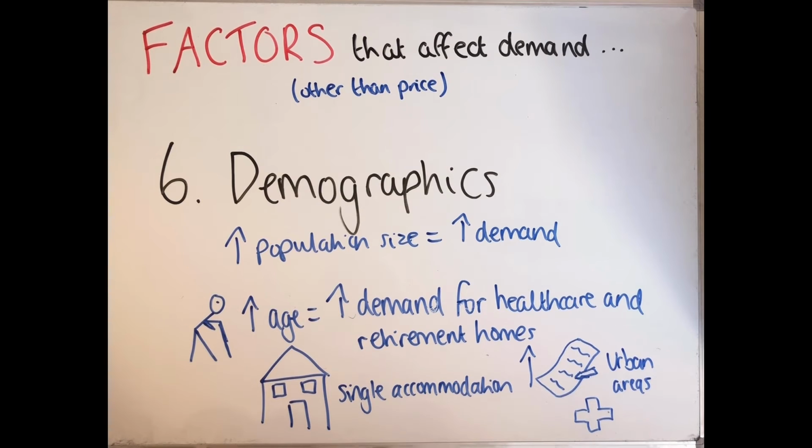The sixth factor that affects demand is demographics. So, for example, an increase in population size is going to create an increase in demand for most products and services. But also, people are living longer, which means that more of the population are elderly, which means that we've got an increased demand for healthcare and retirement homes. Also, the structure of households. There's an increased demand for single accommodation. More people are living in urban areas, so demand for schools and hospitals in these areas is going to increase.